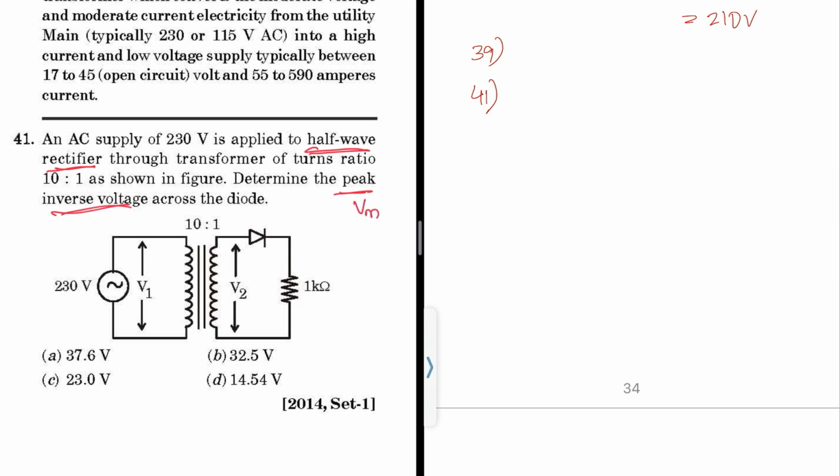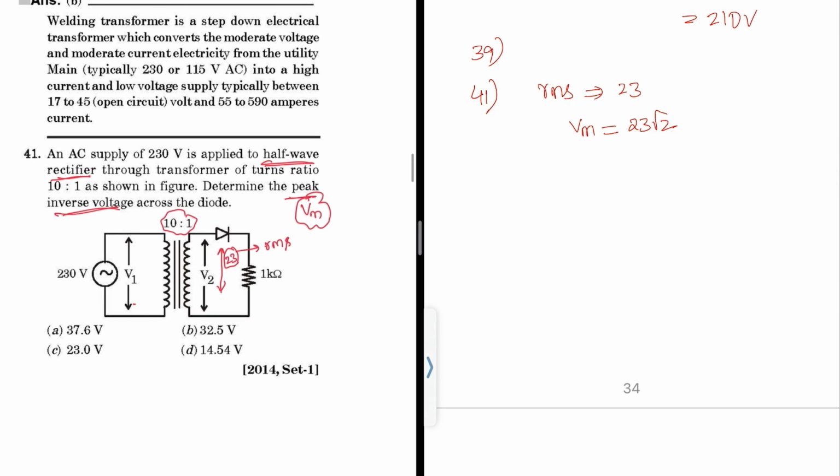Now what is Vm here? Here this is 230 volt and a 10:1 transformer is there. So the voltage across here is 23, right? This is the RMS voltage. So RMS voltage we got is 23. Vm is the maximum peak voltage, right? So peak voltage equals 23 root 2.